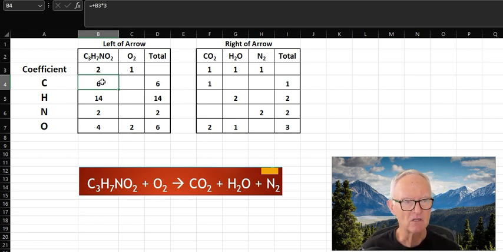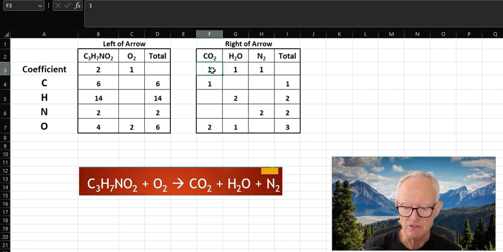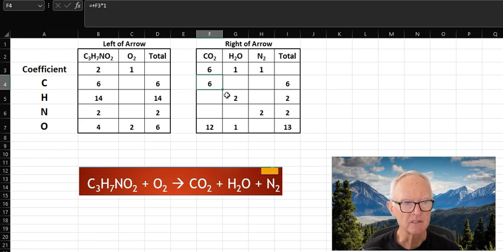We've got 6 carbons on the left and 1 on the right. So to make that super easy, we could just change the CO2 to 6. So let's do that. Now we've got 6 carbons on the left and the right. What did that do to oxygens? Well, now we have 13 oxygens, so that's a little screwy.